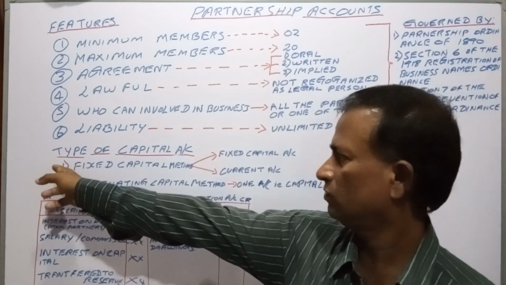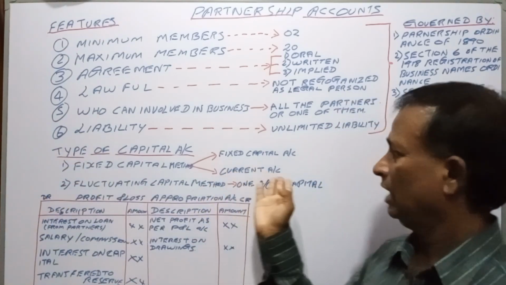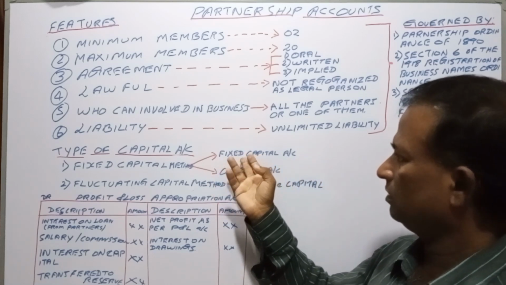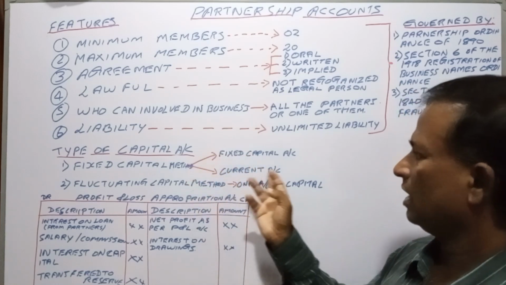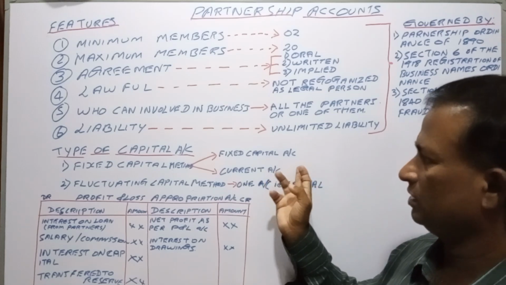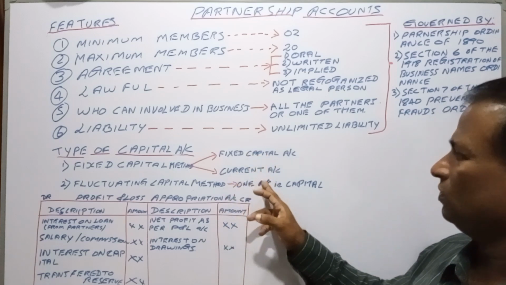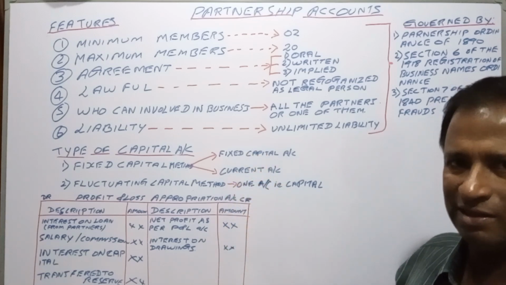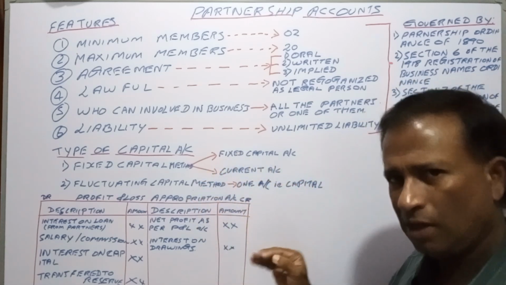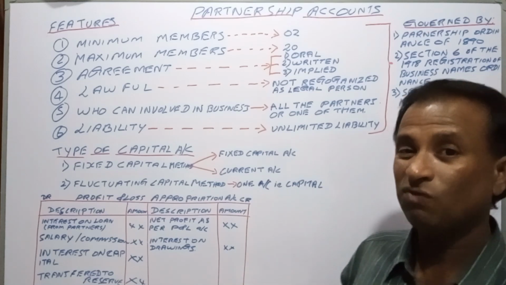Under the fixed capital method you will maintain two accounts. Fluctuating capital means everything except the capital, the other partners' activities, are recorded in the current account, right? Under the fluctuating capital method, capital will also be in the same account, and all the partners' activities are also entered in the capital account, only one account. Because of that it fluctuates, right?